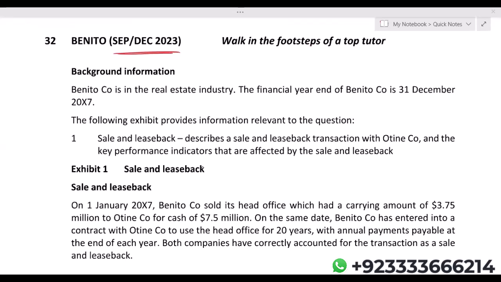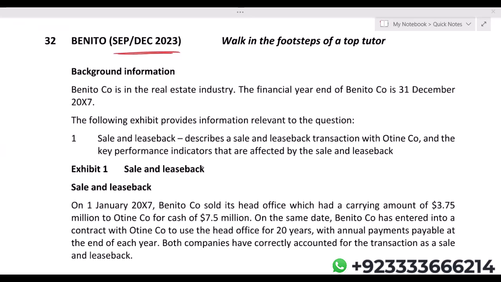This question came in September-December 2023. It's a 25 marks question, and this question covers, I would say, very comprehensively IFRS 16 leases, especially sale and leaseback. Plus, it also covers a really good discussion on ratio analysis.